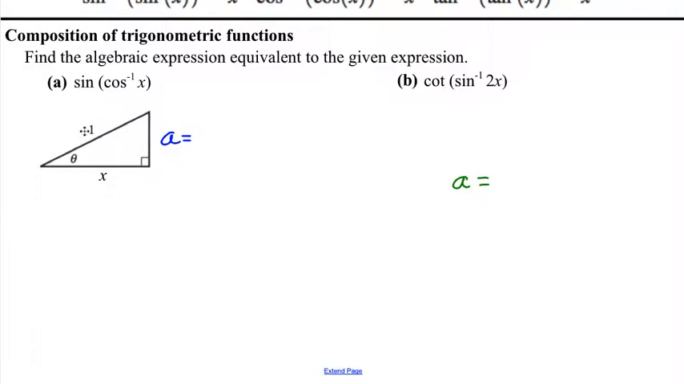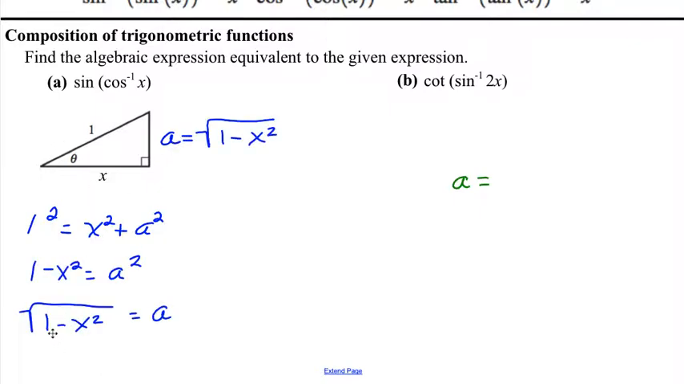Well, we can use the Pythagorean theorem using the two sides we already know. We can say 1 squared is equal to x squared plus a squared, and then solving for a squared, we end up with a is equal to the square root of 1 minus x squared. So now we have an expression for a. The sine of theta will just be the length of a over 1, so the sine of theta is just the square root of 1 minus x squared. And that's your answer. Kind of an ugly answer, but that's what we get.